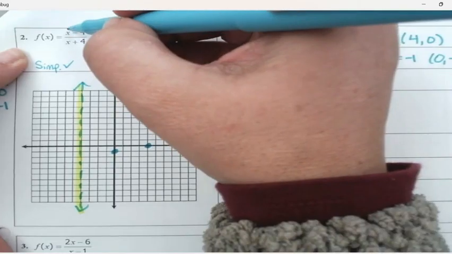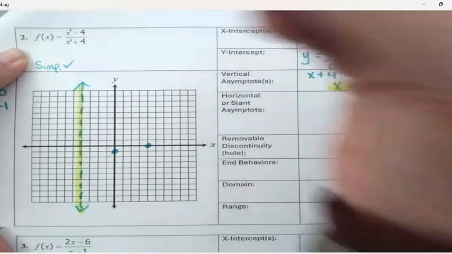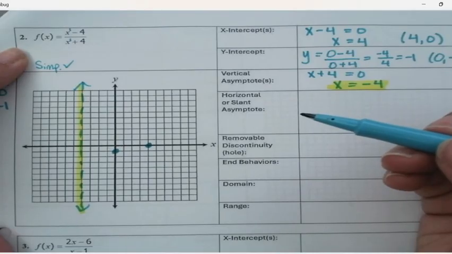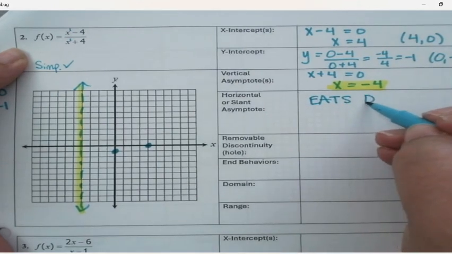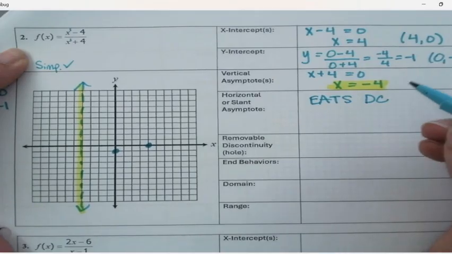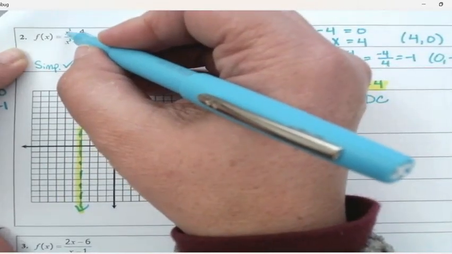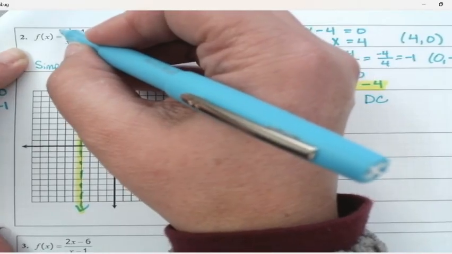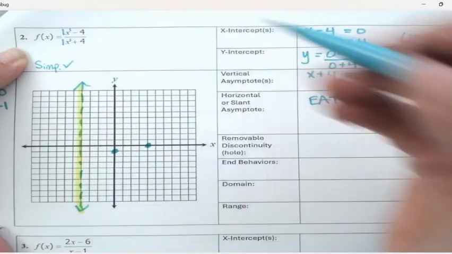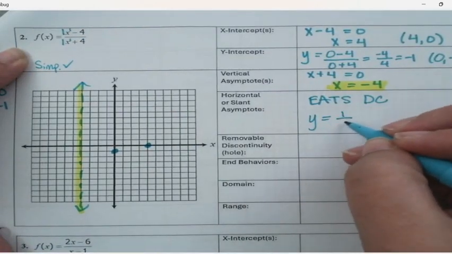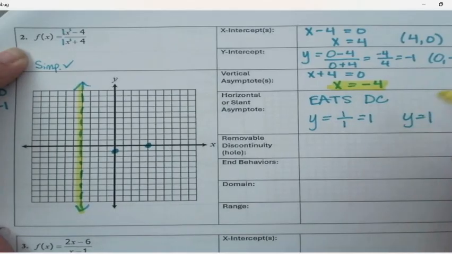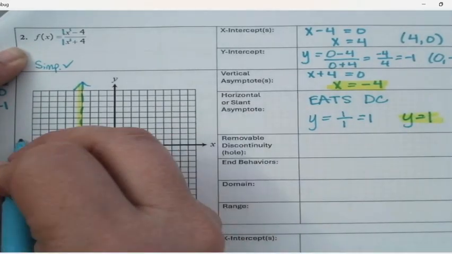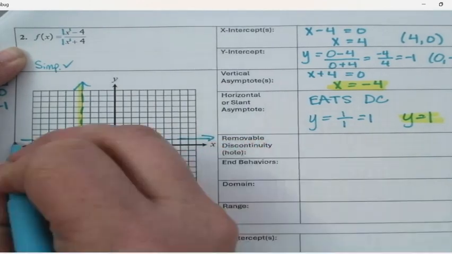Okay, horizontal asymptote. This is where I need to look at my exponents. So remember, this is x to the first, and this is x to the first. So am I bigger on top, bigger on bottom, or the same? I'm the same. So exponents are the same. Divide coefficients. Okay, the coefficients are the numbers out in the front. So what's in front of this x to the first? A 1, and this one's a 1. So it's y equals 1 over 1, which is 1. So y equals 1 is my horizontal asymptote.